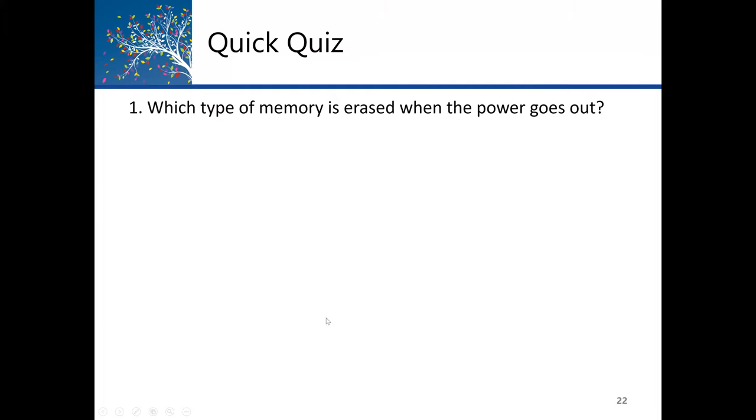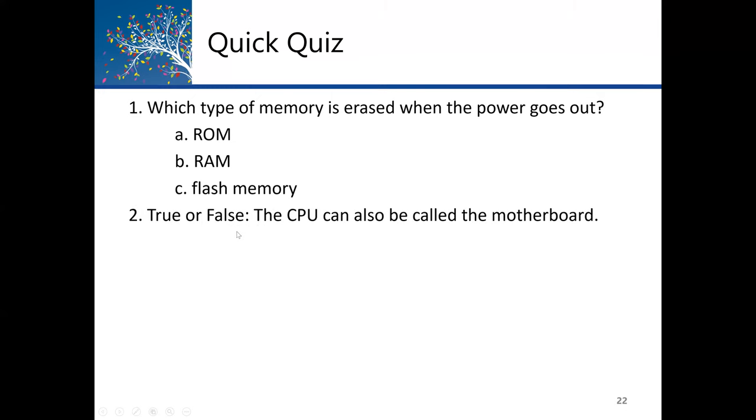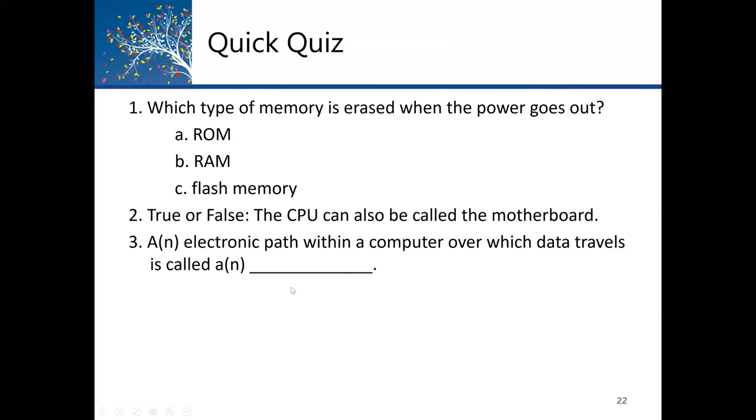So here we have a quick quiz. First: which type of memory is erased when the power goes out? ROM, RAM, or flash memory? And our solution will be RAM. Second, true or false: a CPU can also be called a motherboard. That's false. Third: an electronic path within a computer over which data travels is called, again, a bus.